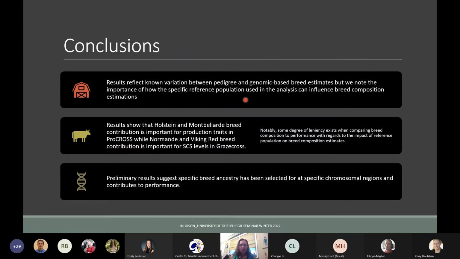So in all, the big things here on the crossbred work are that results reflect variation that we expect between pedigree and genomic approaches, but reference populations can really play a role in this. We're seeing that ancestry is related to traits of interest, and preliminary results are compelling and exciting related to ancestry and chromosomal regions as well as selection. So that's where we are there.